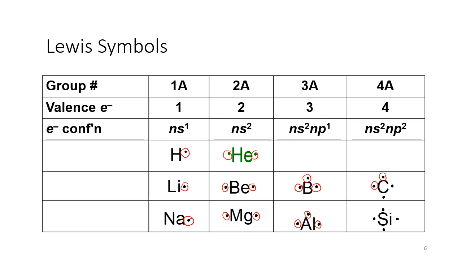For carbon, we have 4 dots surrounding our C, representing the 4 valence electrons. None of them paired up yet. Silicon also has 4 valence electrons.